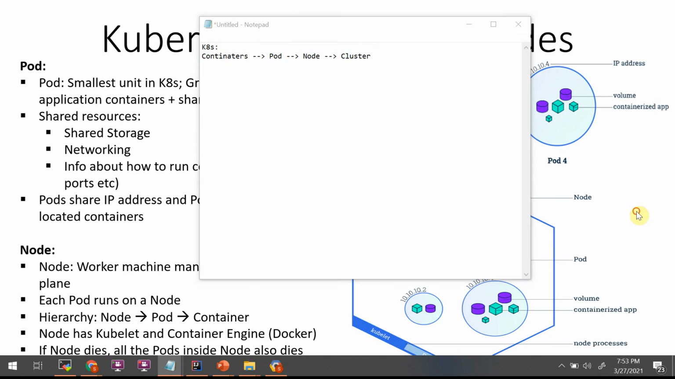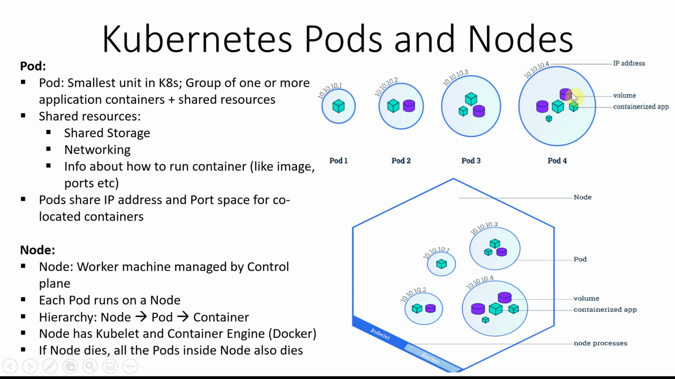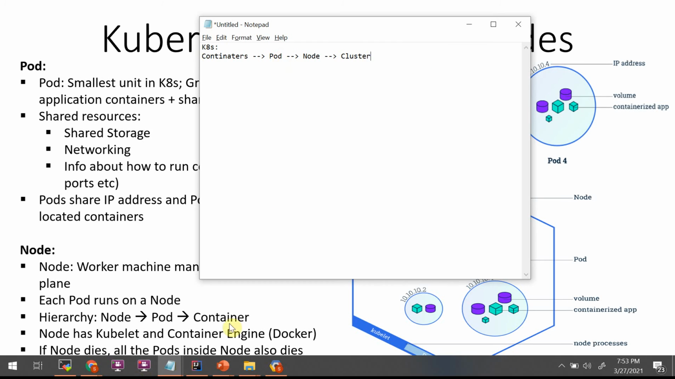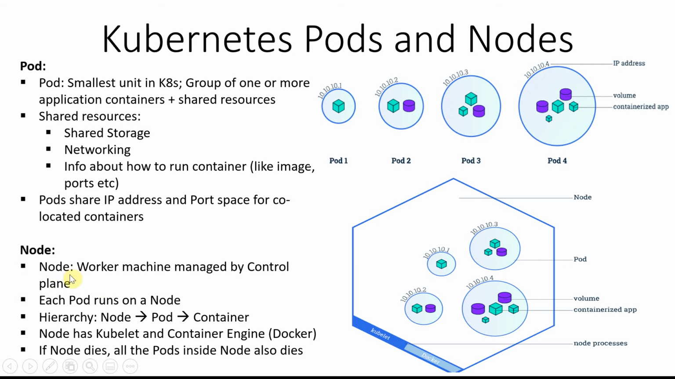If you see this diagram, it is a perfect example where you see all these small boxes are containers. All these multiple containers are in one pod. The node is nothing but a worker machine, and this is where the job actually gets executed, and each pod runs on a node. A node will have pods, and a pod will have multiple containers.